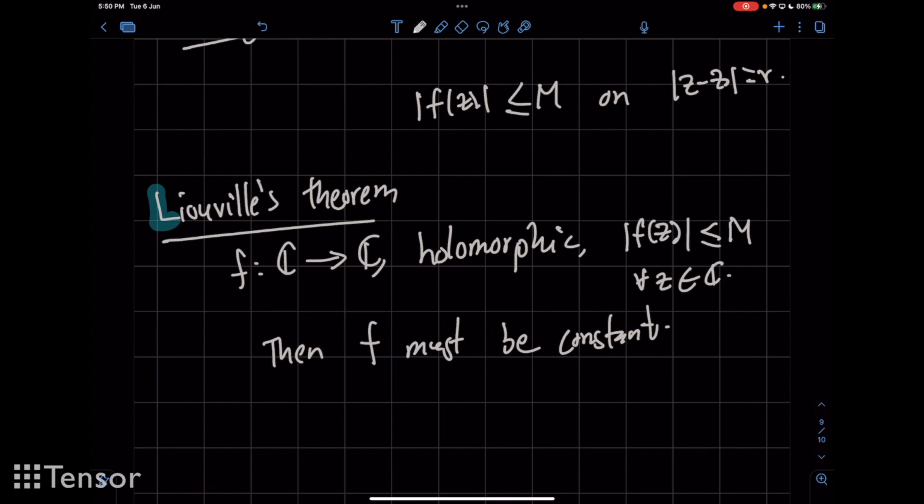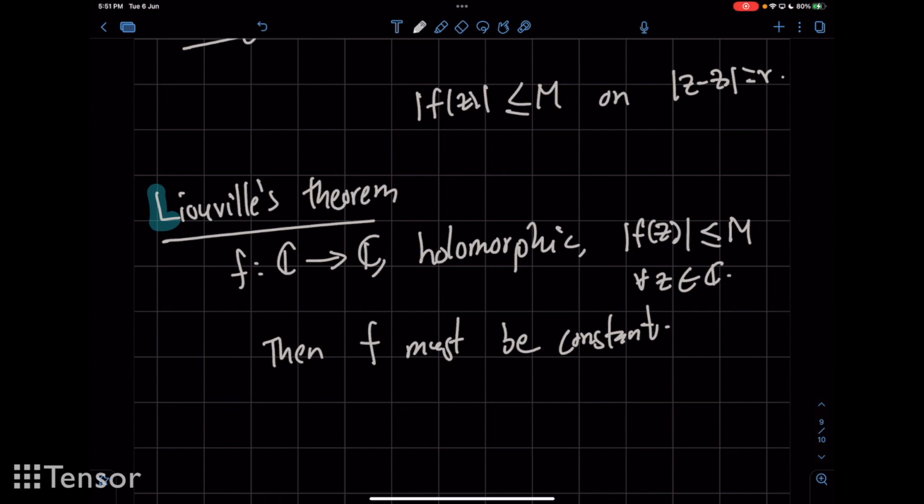So Liouville's theorem is a very powerful theorem in complex analysis. In order to prove that a function defined on the whole complex plane is constant, you just need to prove that the function is bounded. So if I have a function defined on the whole complex plane, and the function is holomorphic, and if the function is bounded, that is, if the absolute value of f is bounded by some constant, then I can say that f must be constant as well.